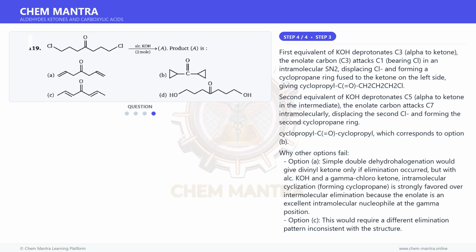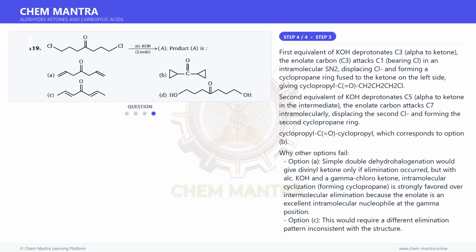CH2CH2CH2Cl. The second equivalent of KOH deprotonates C5, alpha to the ketone in the intermediate. The enolate carbon attacks C7 intramolecularly, displacing the second Cl and forming the second cyclopropane ring. Cyclopropyl C=O cyclopropyl, which corresponds to option B.